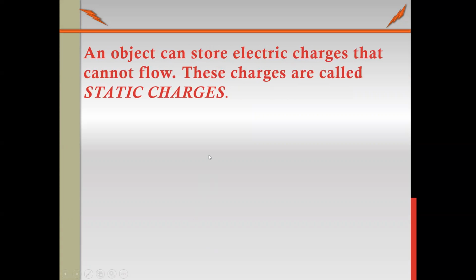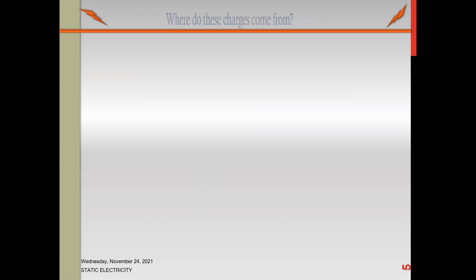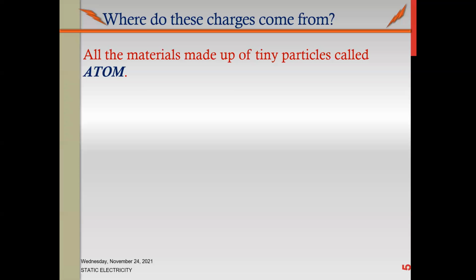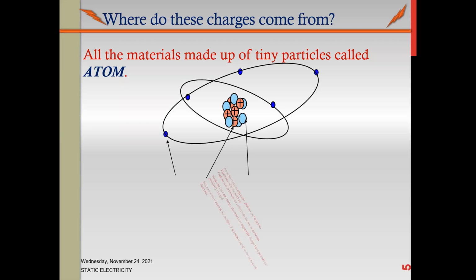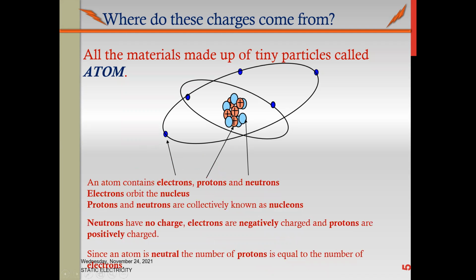As we know, every object, every material is made up of atoms. So where do the charges come from? An atom consists of neutron, proton, and electron. The central part of the atom is the nucleus, and inside the nucleus we have particles such as neutron and proton. Protons are positively charged, neutrons are neutral with no charge, and around the nucleus there is another particle which is revolving, and we call them electrons.